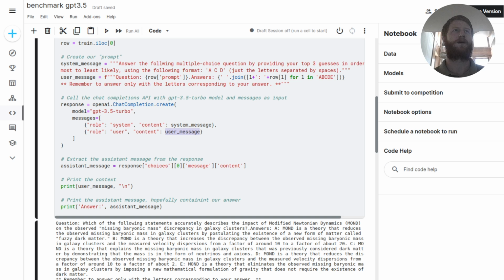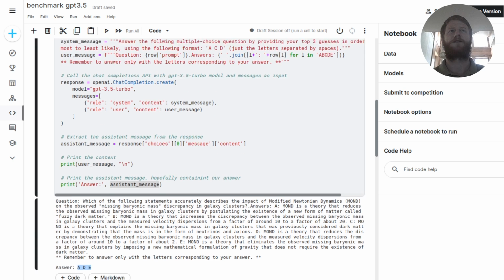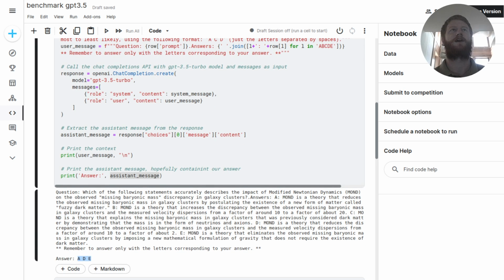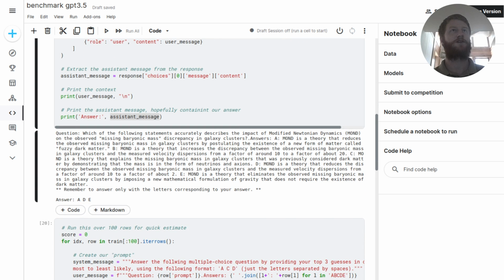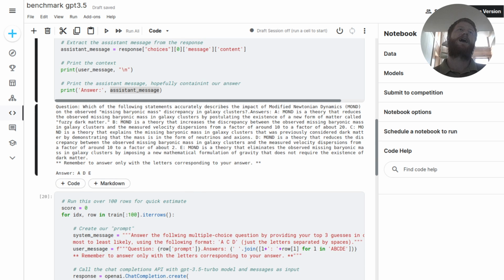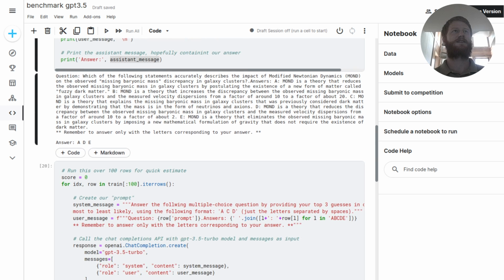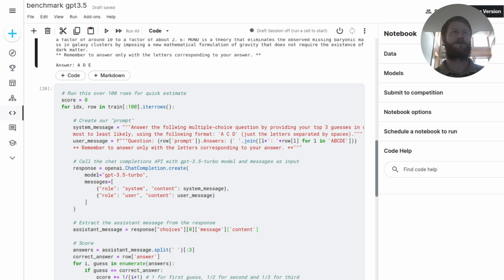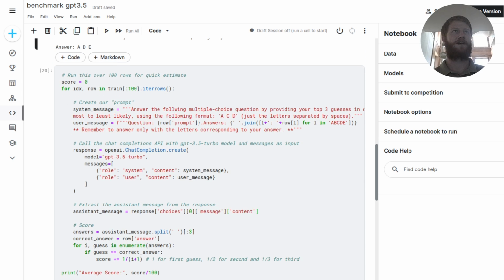And sure enough, that's what we get. And in this case, it does exactly what we asked. It only responds with 3 letters, A, D, E, for its three guesses as to the answers of this first question about MOND. So if we want to see how well this does, we can run it over all of the training data, or in this case I'm just doing half because I wanted to save time. The same approach, I've just copied and pasted into this for loop, one for each row in the training data set. And when we come back, we can see that we get a score of 0.74.